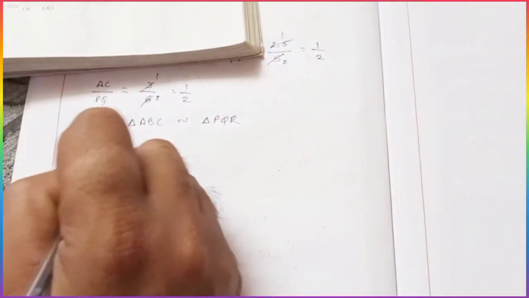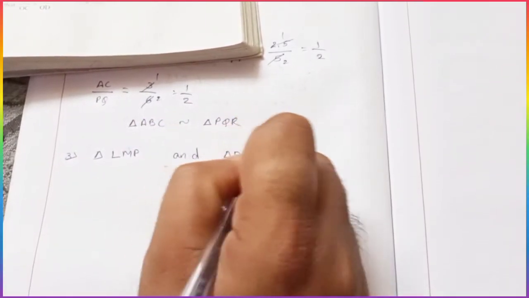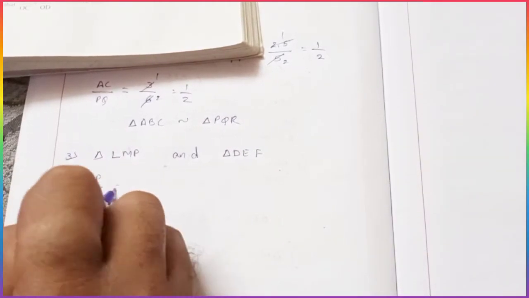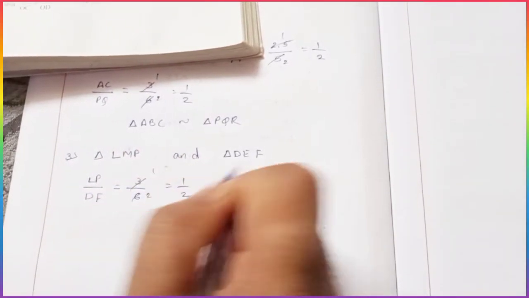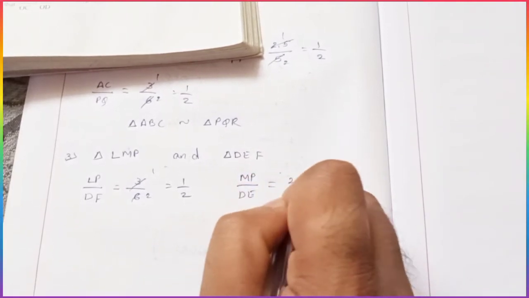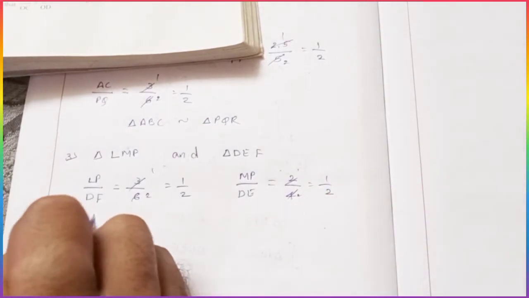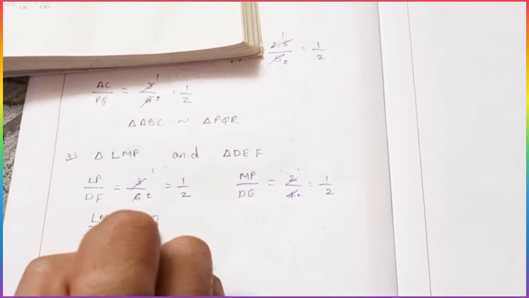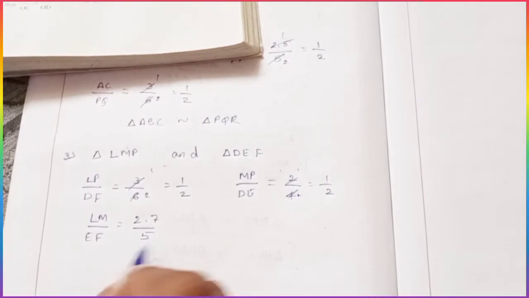In triangle LMP and triangle DEF, if I take LP by DF, LP is 3, DF is 6, so it is 1 by 2. If I take MP by DE, that is 2 by 4, so it is also 1 by 2. But the last one, LM by EF, it is 2.7 by 5. We cannot cancel 2.7 by 5, so its ratio is not equal to 1 by 2.